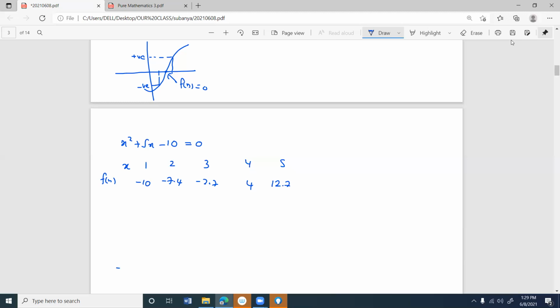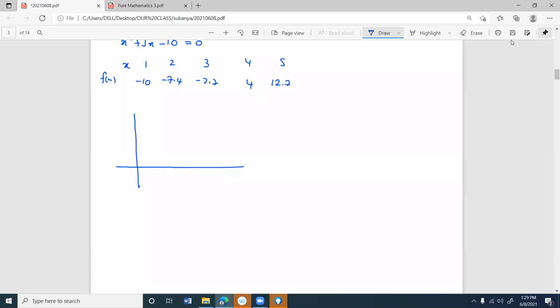Then if you plot this graph, look at this, this is the situation. You can see, if I just put minus 10, minus 5, 5 and 10, it should be 1, 2, 3, 4 and 5. At 1, the answer is minus 10. At 2, it's minus 7.4. At 3, it's minus 2.7. At 4, it's 4, and it's 12.7 somewhere here. Then if you plot this graph, this is the point where the solution exists.